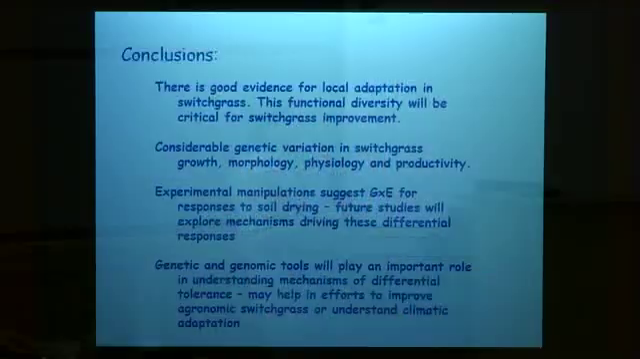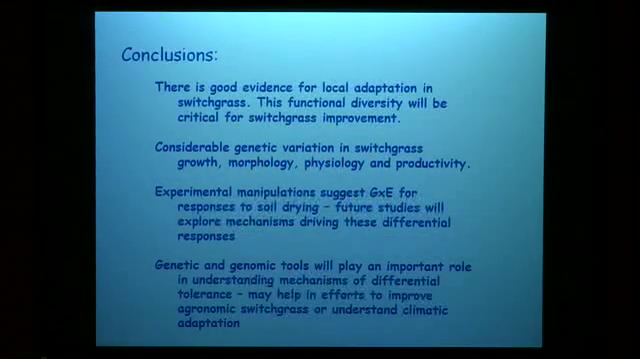Okay, so I'm sorry if I'm running a little bit over, but let me conclude by saying I think there's already really good evidence for local adaptation in switchgrass. And I think that functional diversity is going to be really critical for switchgrass improvement. At the moment, the cycle for breeding switchgrass is at least 5 or 6 years before you can phenotype because of the establishment phase of these stands. And so the breeders are really excited about using a genome selection type approach that the students would have learned about in class this week.